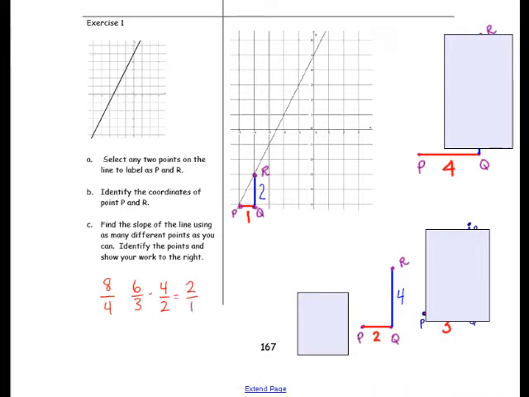All of these are equivalent ratios with different P, Q, and R's. We have shown that you can have distinctly different points on the same line and come up with the same slope. And in this case, all of them showed the slope of the line to be 2. Can the slope of the line be found on any 2 points?